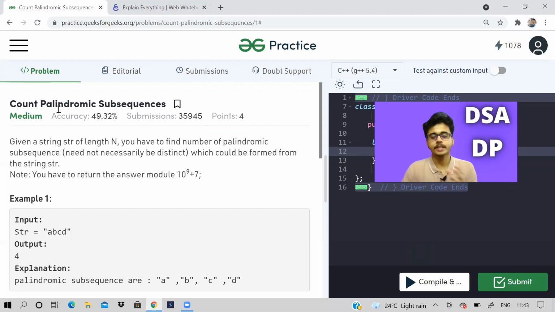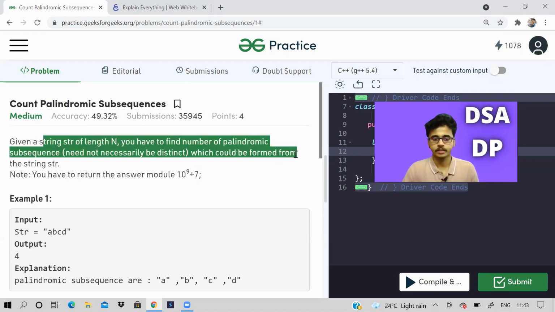Count palindromic subsequences. So we're given a string of length n, and we have to find the number of palindromic subsequences, not necessarily distinct. So actually there is a harder version of this, which is count all unique palindromic subsequences. That is another level. But now for this problem, we don't have to bother about whether it is distinct or not. And we have to return the answer modulo 10 power 9 plus 7.